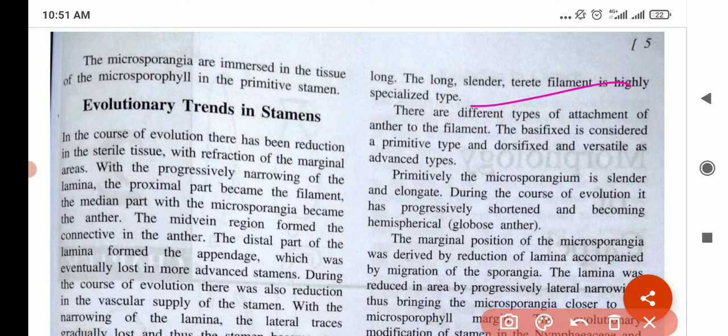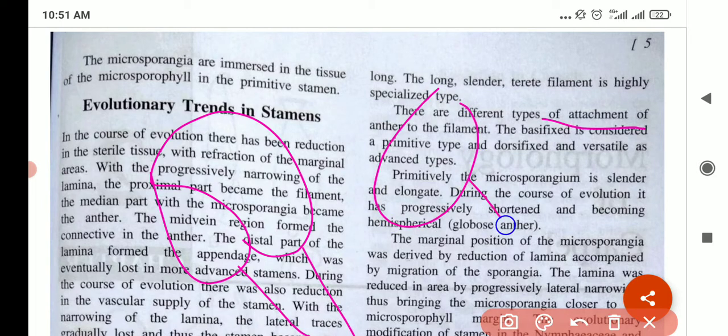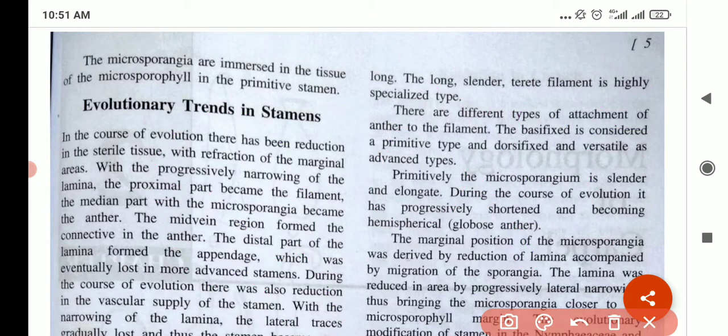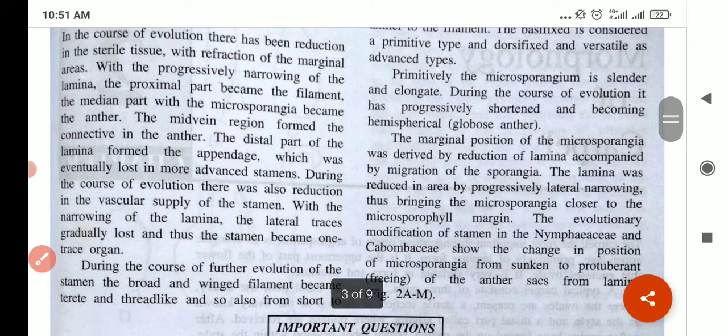Okay. So there are different types of attachment of the anther to the filament. That one we learned. No, remember basifixed, right? Then dorsifixed. Then versatile. No. So if you go and revise the types of stamens, that note, you will be reminded. Okay. Then primitively the microsporangia is slender and elongate, and during the course of evolution it shortened and became hemispherical. So that's how we get your globose anther.